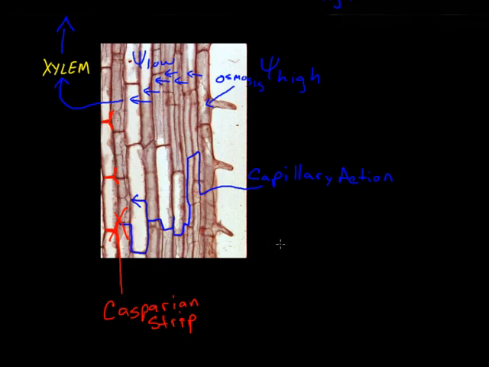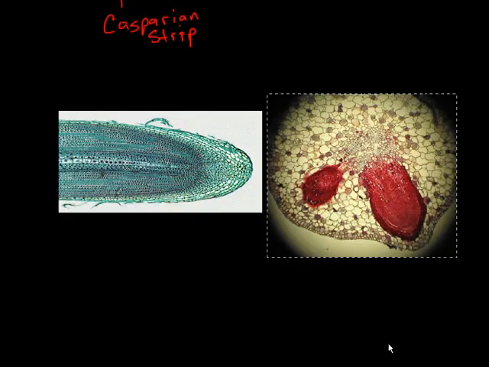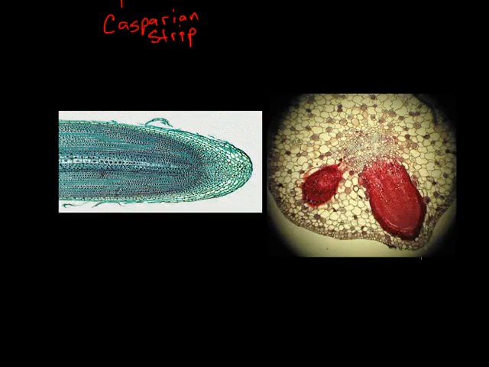And let's take a look at a couple of examples of where this might occur. At the root tips, which we have depicted here on the left, and at points at which branch roots arise, we can see water moving into the xylem directly, bypassing the Casparian strip. And so at the root tip, make that a capital R, at the root tip, water can move in between the cells and right up into the xylem because there is no Casparian strip.